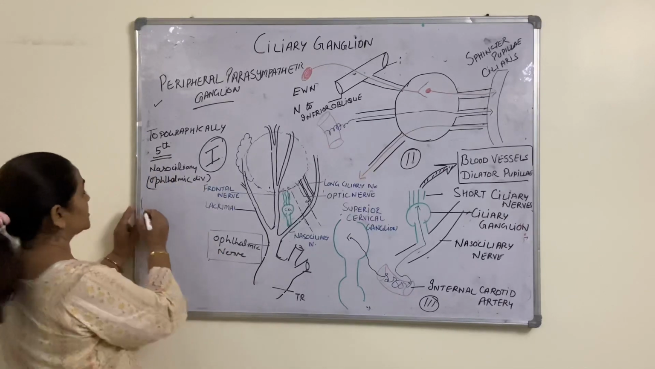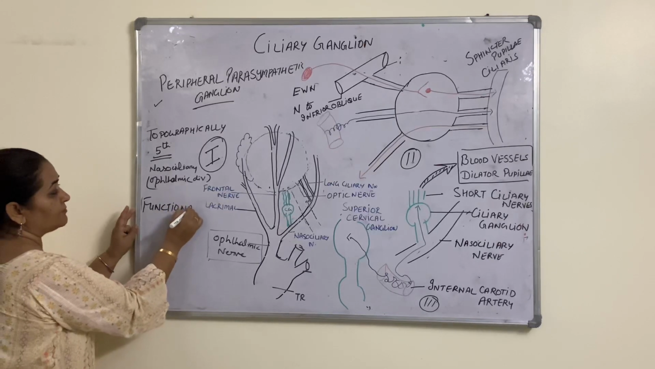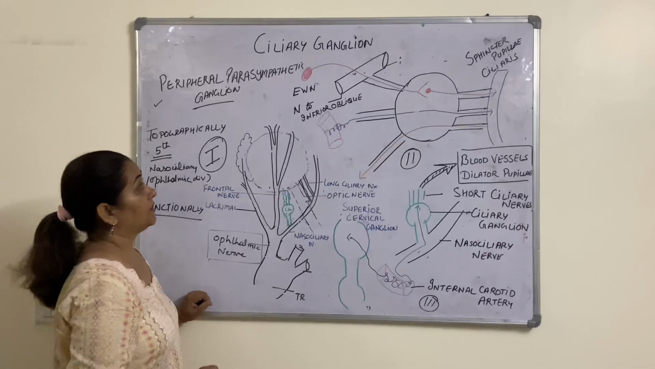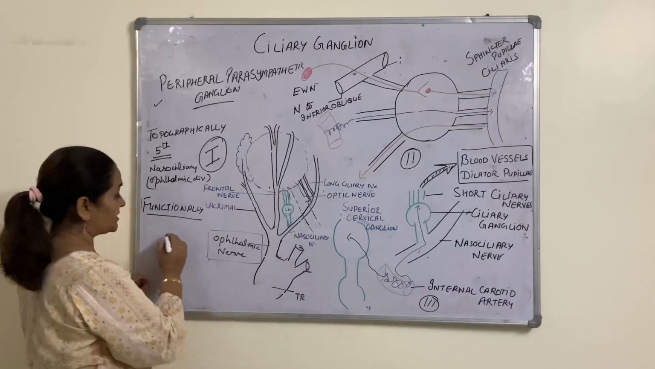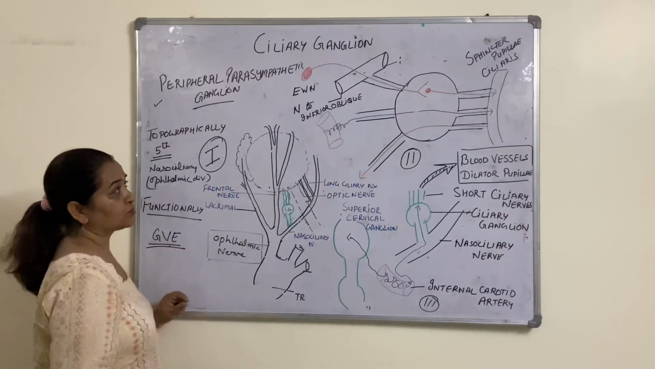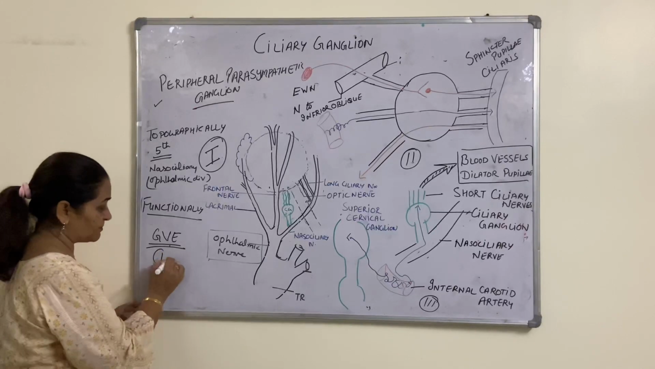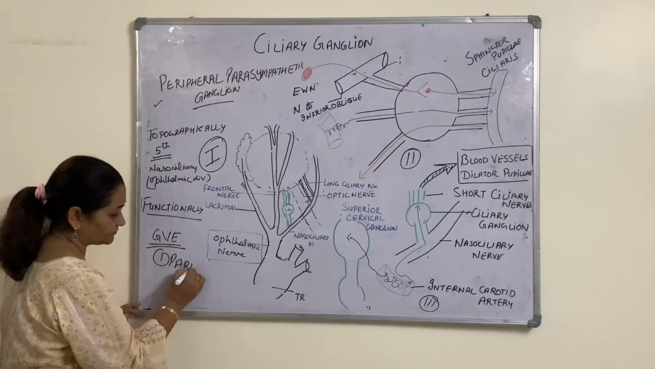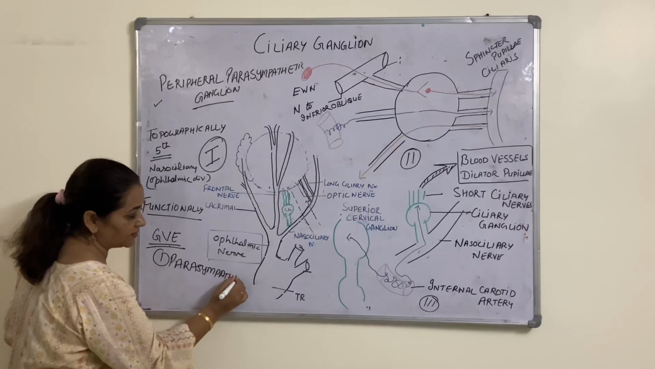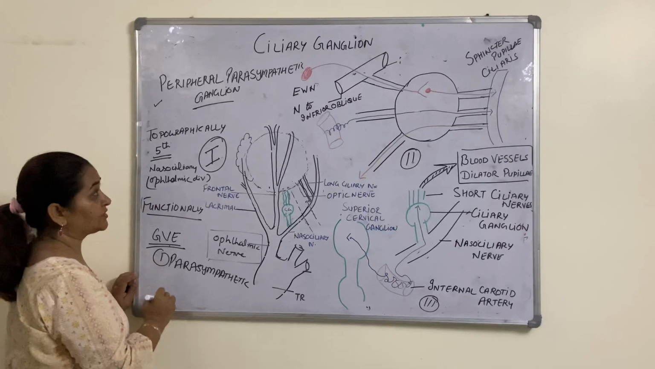Now functionally this ganglion is carrying the fibers of third nerve, that is oculomotor nerve. Now what kind of fibers are present in this ganglion? That is general visceral efferent. So it has three types of roots. That is parasympathetic. As the name is indicating, it is the peripheral parasympathetic ganglion. So it has parasympathetic root.